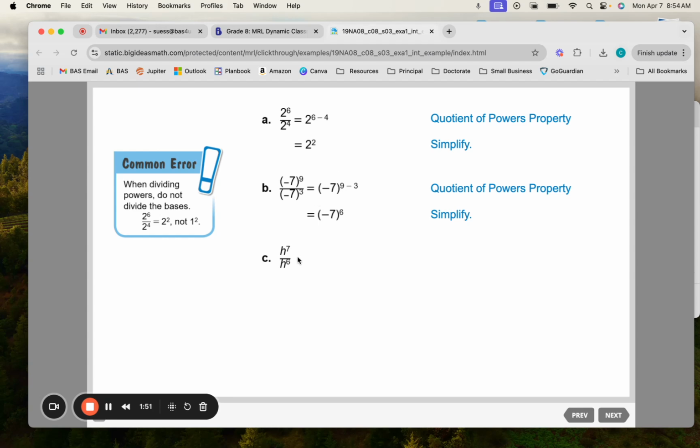And then the last one, how would I rewrite that? H to the power of 7 minus 6. Which would be simplified to? H. Very good. You can put H to the 1 or you can just put H. Either one is correct. Go do your try-its.